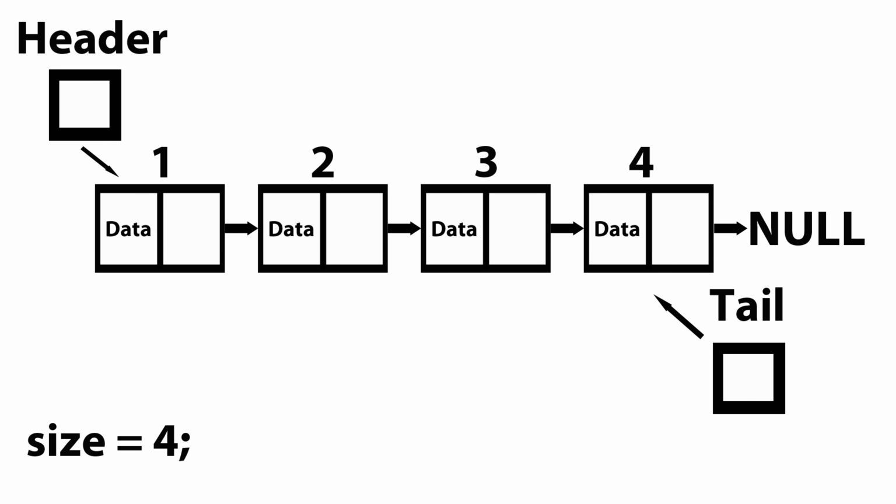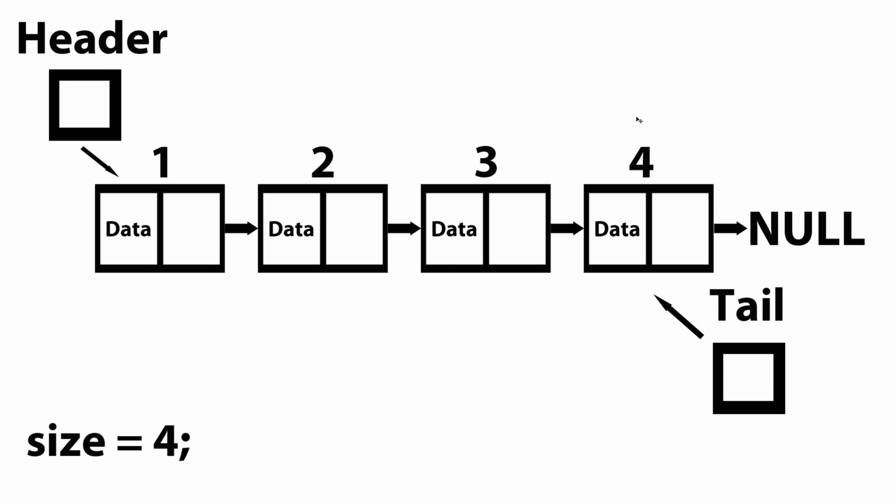Alright, so to get started, you can see that we have our linked list here. Header is pointing to the first node, tail is pointing to the last node, and size is equal to 4 because we have 4 nodes within our linked list. Now if you're wondering what these numbers here symbolize, it basically symbolizes the position. So this is position 1, 2, 3, and 4, or you could think of them as indices.